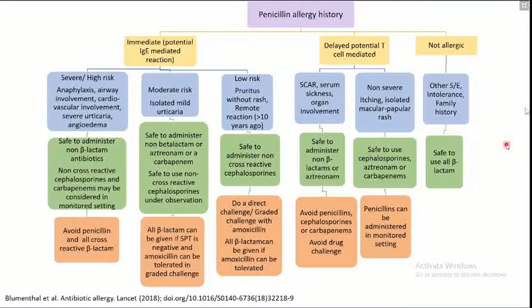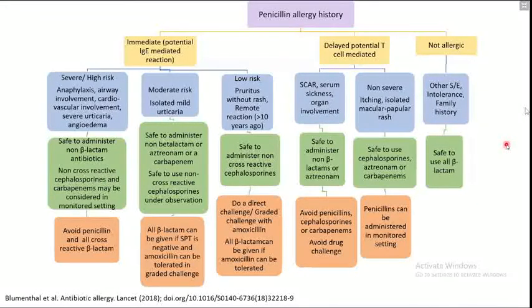But you can also try a non-cross-reactive cephalosporin or a carbapenem, in a monitored setting, right? In a monitored setting, you can give a non-cross-reactive cephalosporin or a carbapenem, but you have to avoid all penicillins and avoid all beta-lactams which share the same side chain.